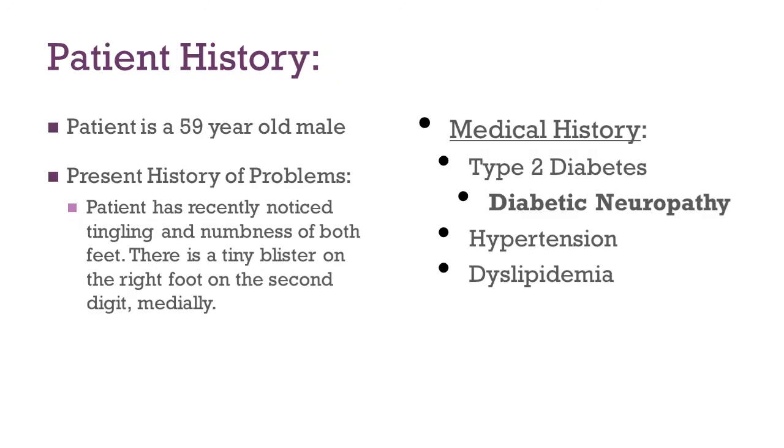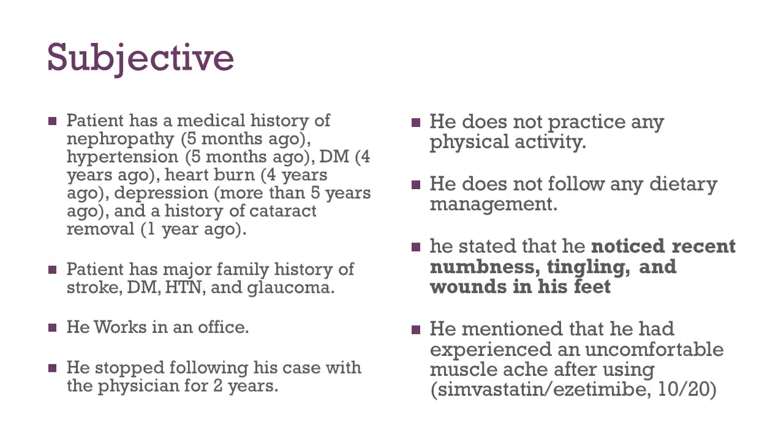For the patient history, the patient is a 59-year-old male, and his main medical history that we're going to focus on is type 2 diabetes, specifically diabetic neuropathy. He also has hypertension and dyslipidemia. The patient recently noticed tingling and numbness in both of his feet, and there is a tiny blister on the right foot on the second digit immediately. So we want to look at the different wounds that he's had recently.